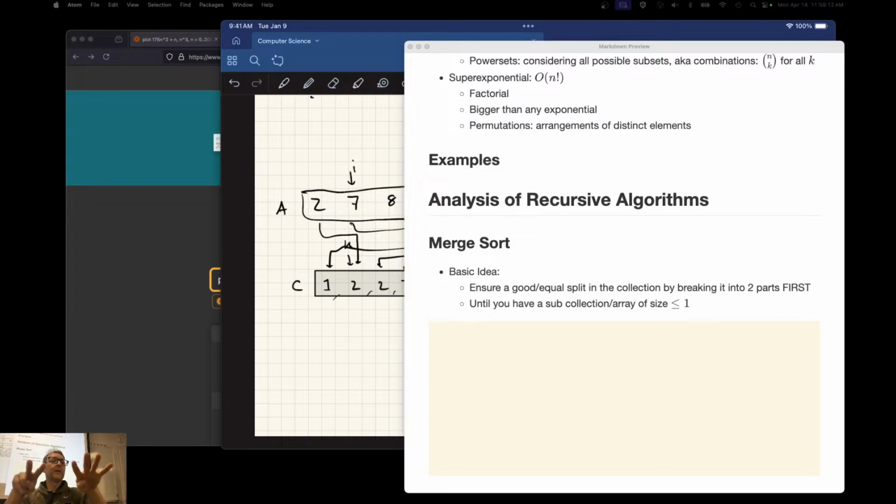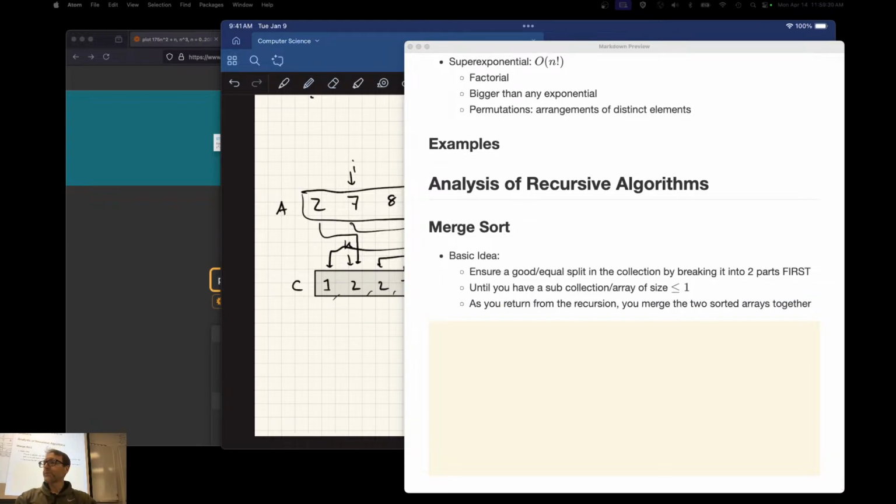But if there were like 7, right? How would you end up dividing that? Well, it would be 4 and 3, and then 3 would be 2 and 1, and then 1 would be divided into 0 and 1. But you know, you're already there, right? So you just need a stopping point, basically. As you return from the recursion, you merge the 2 sorted arrays together just like I showed, all right?